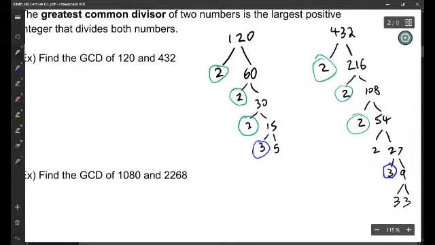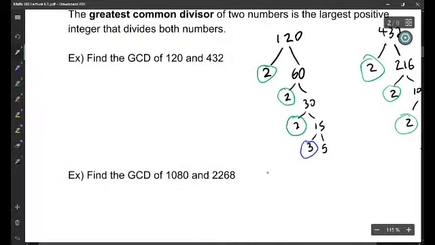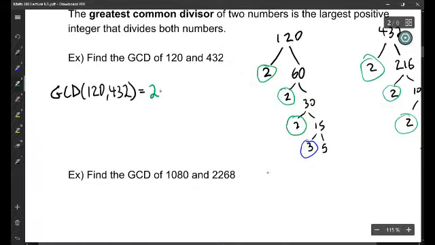So the GCD of 120 and 432 is equal to 2 times 2 times 2 times 3. Which is 8 times 3, so 24.